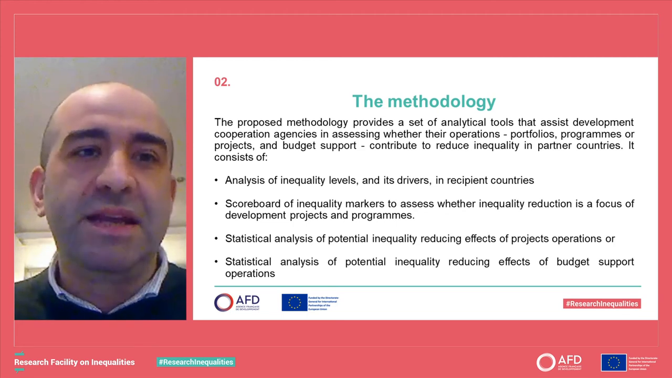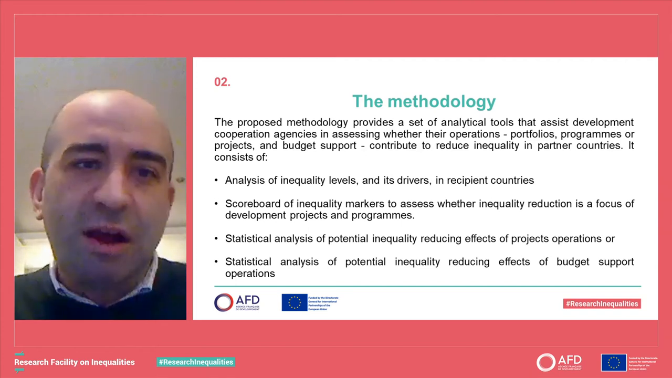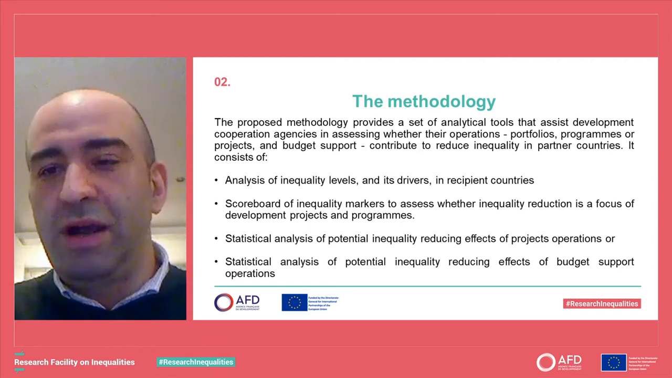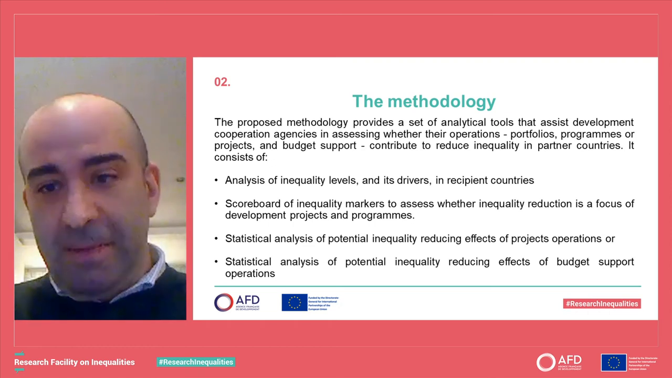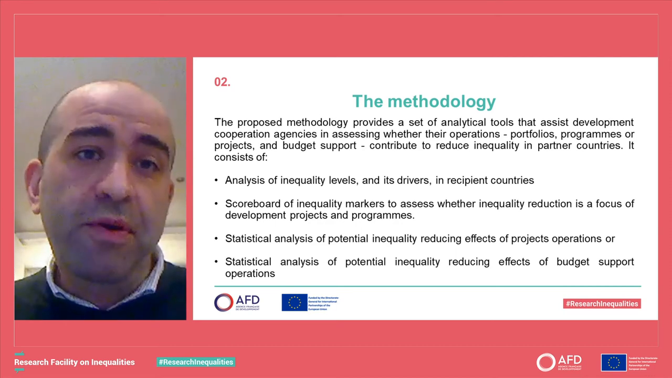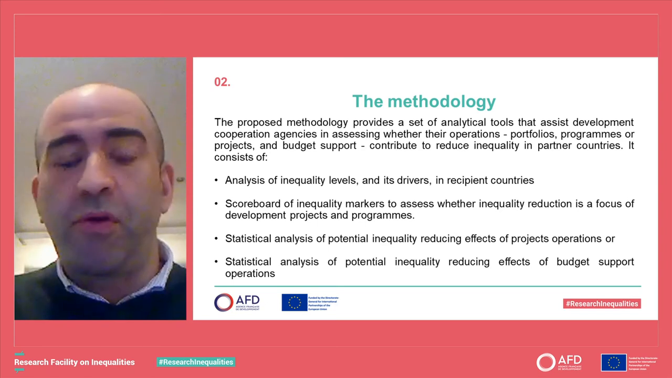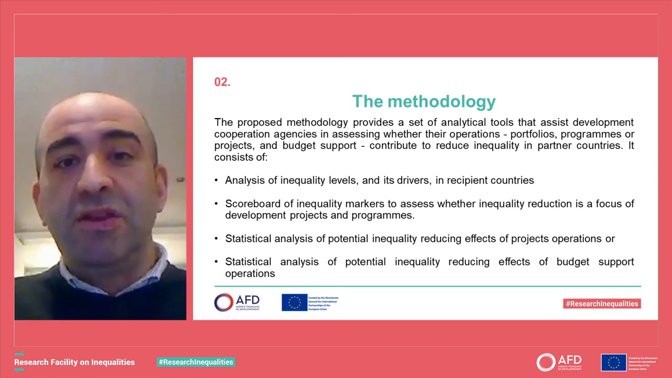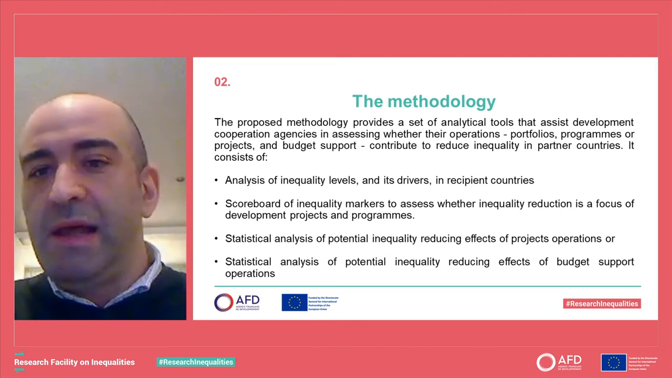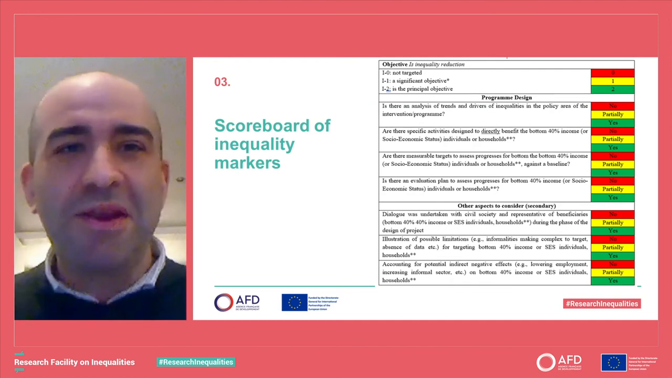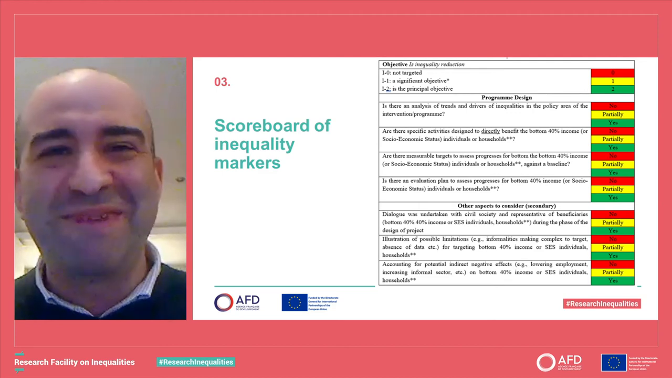And then, of course, you have statistical tools. You have one statistical tool that's been presented by Jon, and it's fundamental, which is the commitment to equity. You look at whether you're doing, for instance, budget support, you look at the effects of budget support operations, or if you have a program or project, you look at whether this project or program disproportionately benefits those at the bottom of the income distribution, the 40% income group. So that's the scoreboard. I mean, we are still editing the colors. I like the colors, but we will see whether they will remain like that.